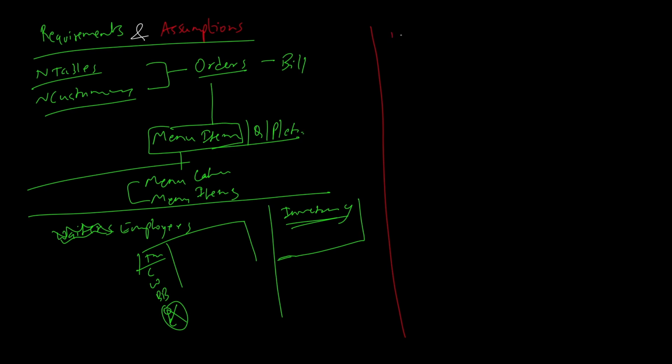Bill and order have a one-to-one relation. Okay, that's for sure. Then table and customer could have a many to many relation, right? Let's say a customer comes and sits on table one. Next day he comes, he sits on table number two. It could be different, many to many. So customer and table will have a many to many relation. This has to be stored somewhere, and that key will be used for the order later on for reference.